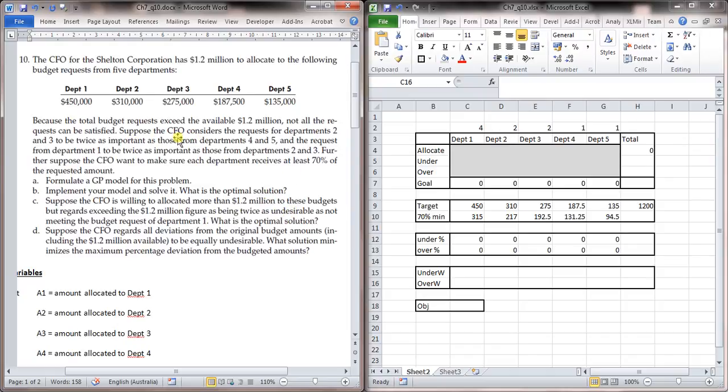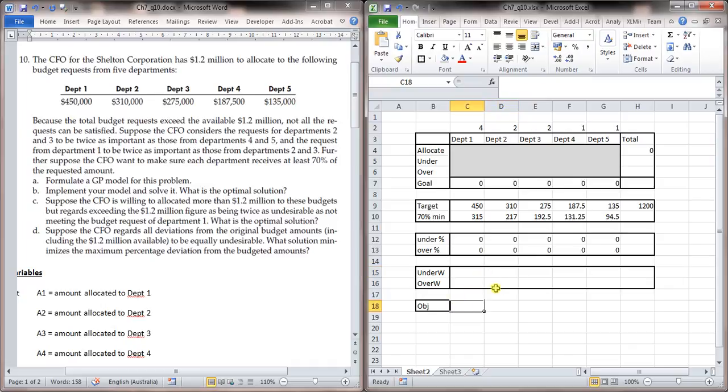It says consider the request for department 2 and 3 to be twice as important as department 4 and 5. That means fulfilling the request of department 2 and 3 is more important. Fulfilling the request of department 2 and 3 is more important means it is undesirable that we underachieve them. So, because we are trying to minimize the percentage deviation, we need to minimize the percentage deviation of its underachievement, because that is undesirable. So what we do is, this is underachieved weight. Alright, so this is 4, 2, 2, 1 and 1.